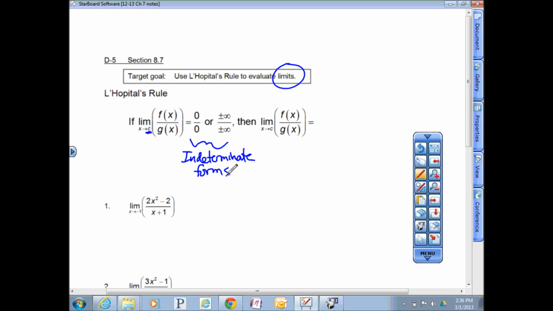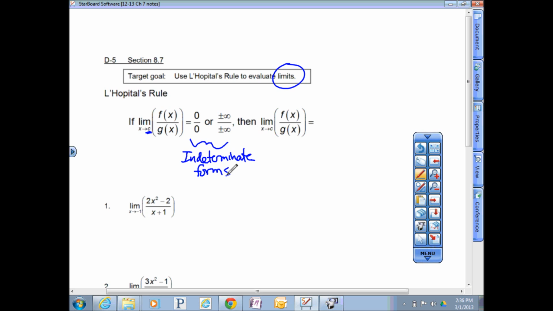Well, which 0 wins? Is the 0 on the top going to win? Is the 0 on the bottom going to win? Or is it too close to call? We're saying it's too close to call. Or if the top heads toward positive infinity and the bottom heads towards negative infinity, whether the signs match or not doesn't matter. It's kind of like a race, and we're not sure who's going to win the race.